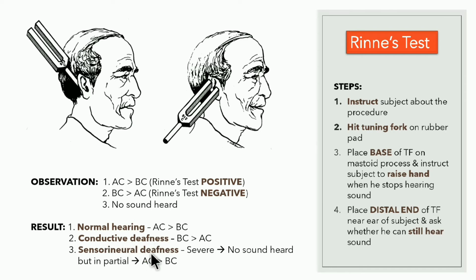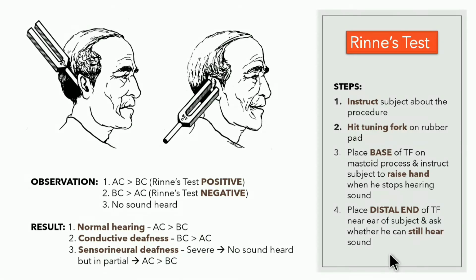In sensorineural deafness, in the majority of cases when it is severe, the person is not able to hear any sound at any stage. If the person is not hearing any sound at any stage, that means the person has sensorineural deafness. But in some cases where there is partial sensorineural deafness, air conduction can be better than bone conduction. So these are the three scenarios of normal hearing, conductive deafness and sensorineural deafness in Rinne's test.